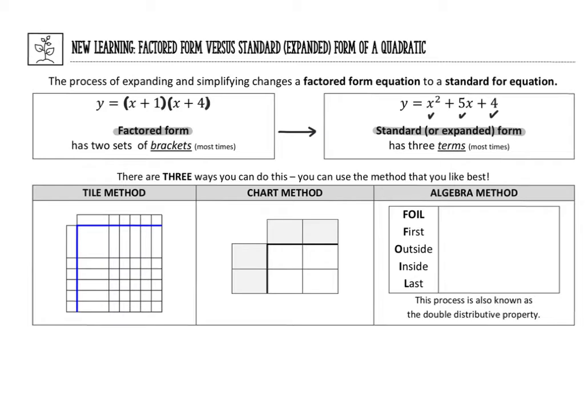Our first method uses algebra tiles. In the tile method, we take what's in the first set of brackets. In our example of y equals (x + 1) multiplied by (x + 4), we will color the x on the left-hand side of our tile diagram and the 1 below it. So we've got a rectangle and a small square to represent x plus 1. Across the top, we'll have x plus 4. So we'll have one rectangle and then 4 of the small square tiles.